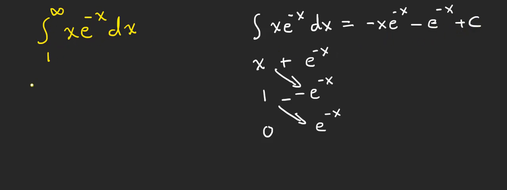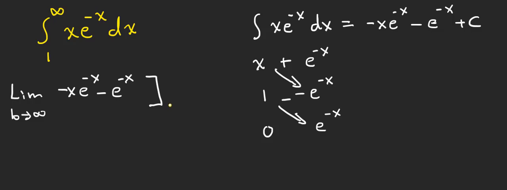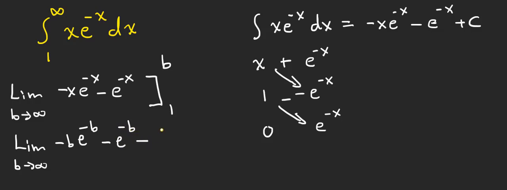So what is that? Well, that's going to be the limit as b goes to infinity of the integral of that, which we just found, negative x e to the negative x minus e to the negative x, and we don't need plus c because this is definite, from 1 to b, where b goes to infinity. So we end up getting the limit as b goes to infinity. Let's plug in b: negative b e to the negative b minus e to the negative b, minus the quantity, plug in 1: negative e to the negative 1 minus e to the negative 1.